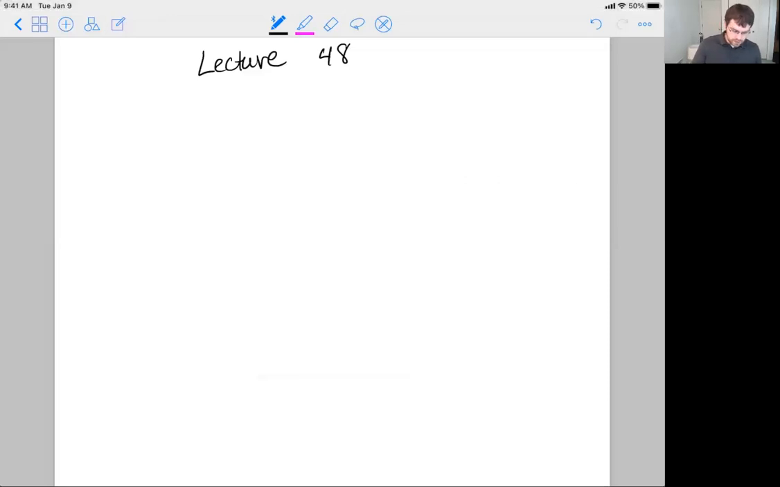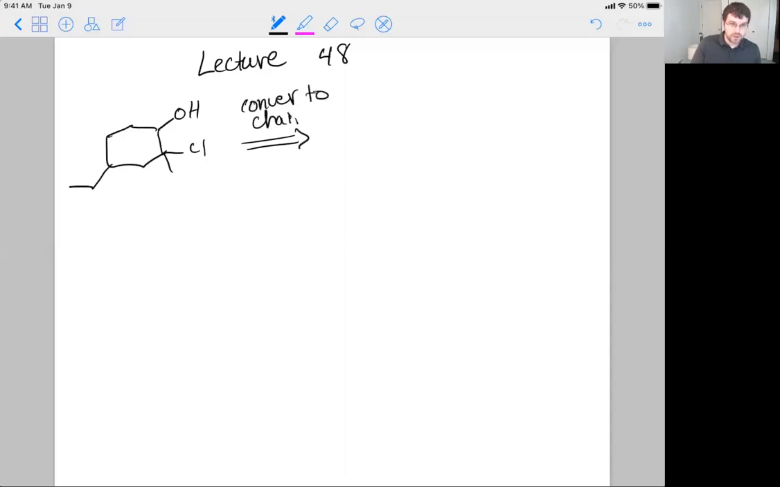So what we want to do is take a complicated molecule like this, where we've got methyl groups, chlorine atoms, ethyl groups, and OH groups. And so what we want to do is be able to convert this into a chair. And so when we convert into chair, I mean we draw the chair structure and then we attach the groups appropriately. So for example, one possible answer could be this.